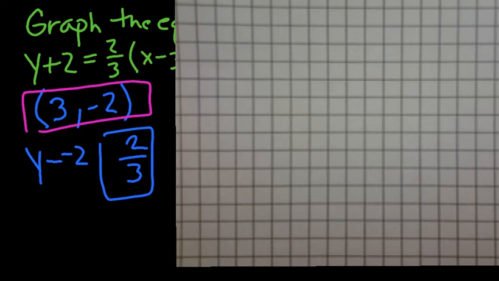Then I'm going to take my slope and I'm going to use it to find another point. So I'm going to start at my starting point and go up 2 over 3.